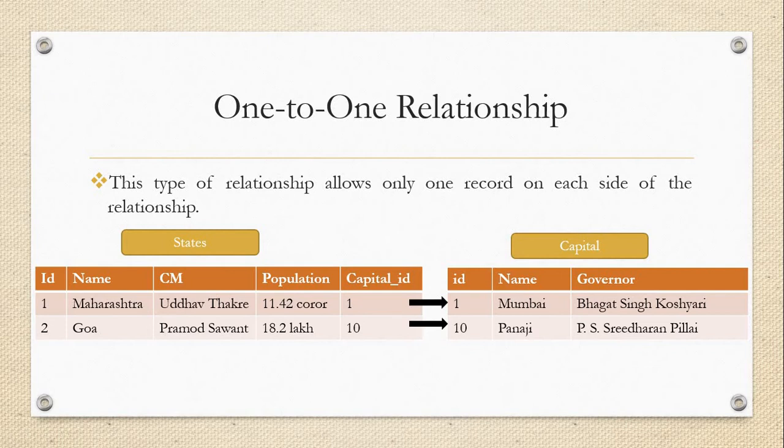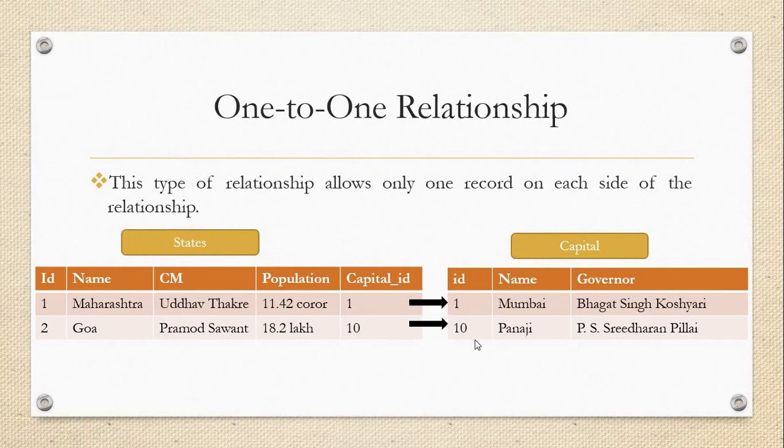In a one-to-one relationship, the definition is that it allows only one record on each side of the relationship. Only one record. None of the other records will communicate with each other. That type of relationship is called a one-to-one relationship. Okay, so in that section, see, we used this primary key as a foreign key, and we established the one-to-one relationship. Similarly, we can do it like this.